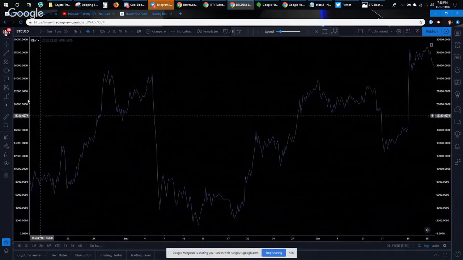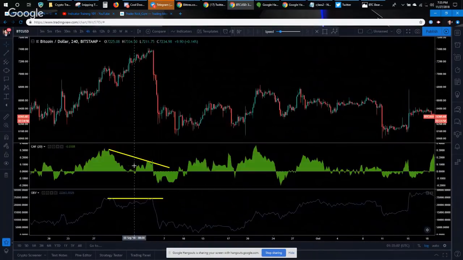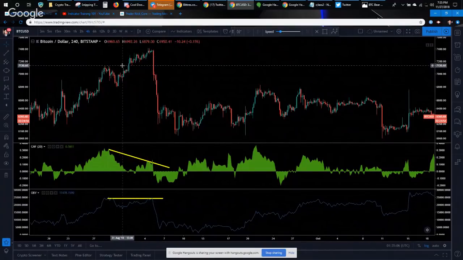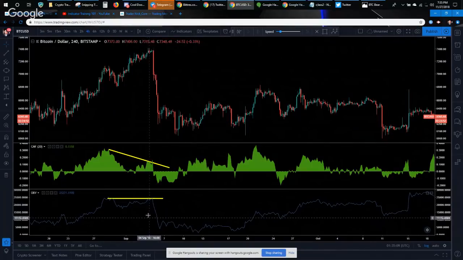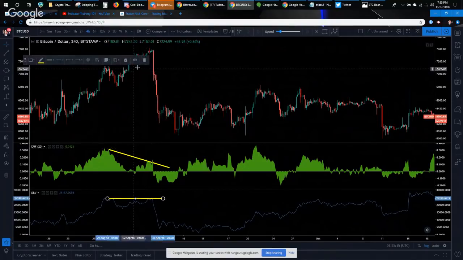Same with the OBV here. What happened is we ended up topping out equally here. If we have equal highs on the OBV, then the price better be equal also. But price made a higher high, meaning that eventually this was going to drop out unless OBV broke that high there. There was a trend there.